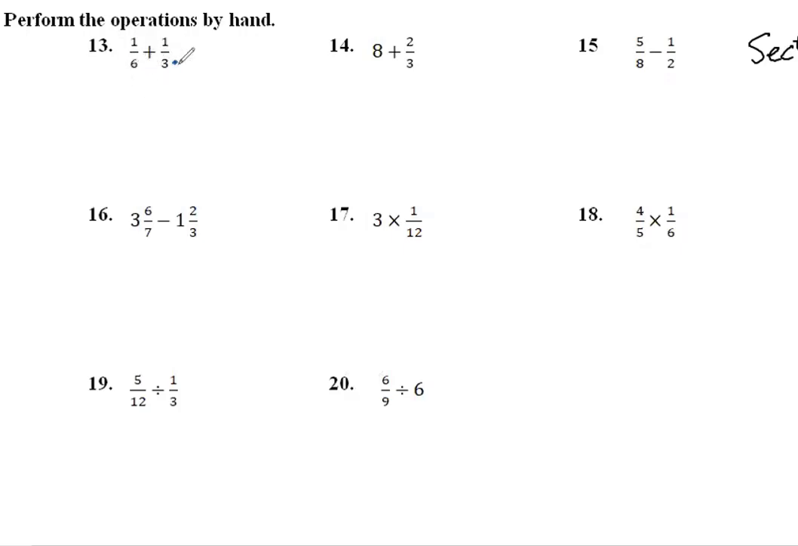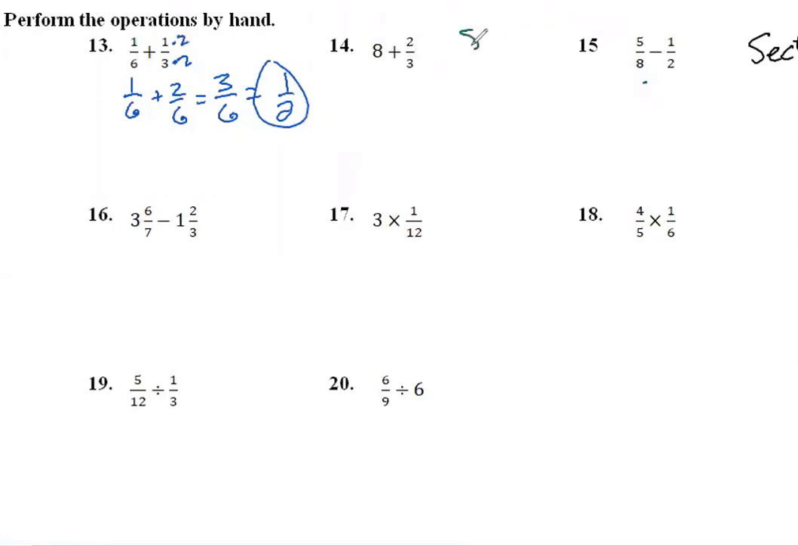So 3 goes into 6, so times both of them by 2. We get 1/6 plus 2/6. Well, that's going to equal 3/6. And does that simplify? Yeah, we can divide top and bottom by a 3, so we get 1/2. Good. Number 14, 8 plus 2/3.